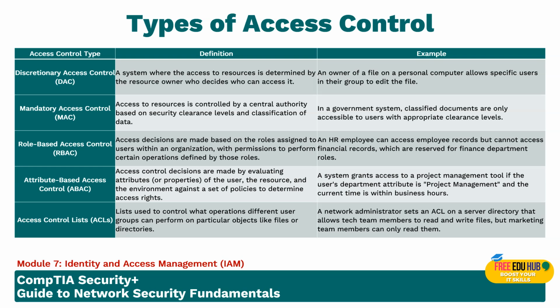Then we have mandatory access control. It's access to a resource controlled by a central authority based on security clearance levels and classified data. Now, unlike DAC, MAC does not allow resource owners to have a say in the access policies. Instead, access rights are regulated by a strict policy enforced by the system. Now, these policies dictate who has access to what resources based on the information clearance and the classification, etc.